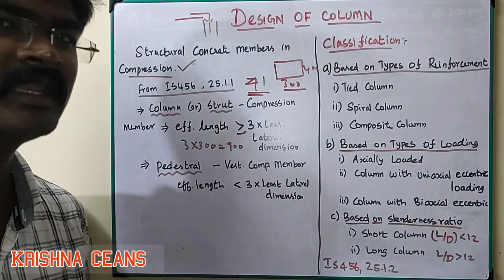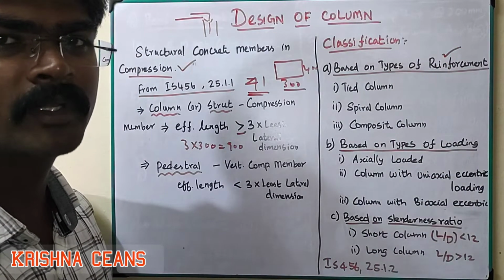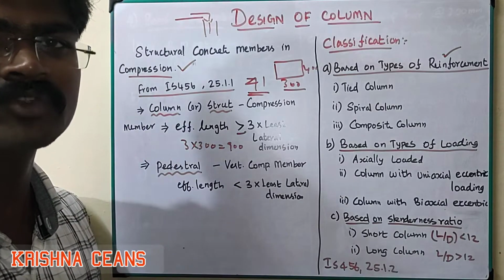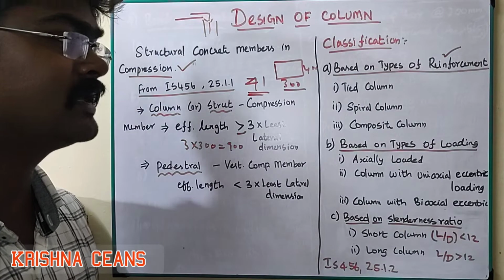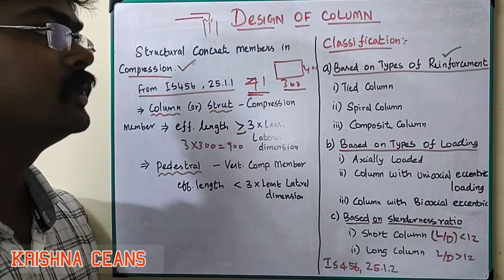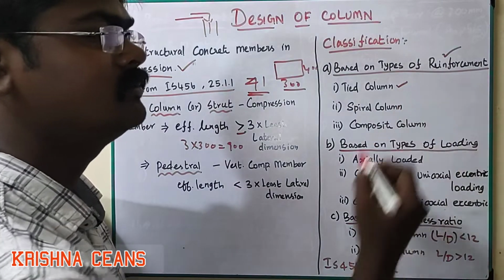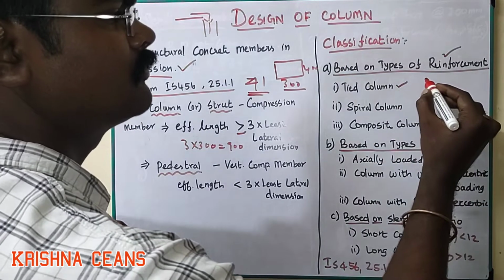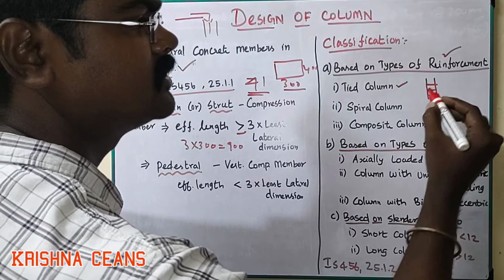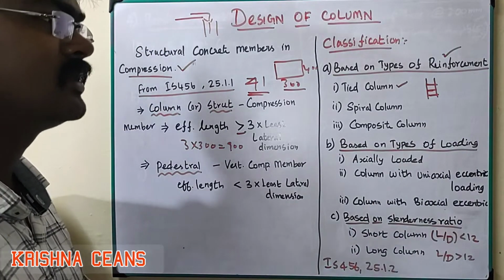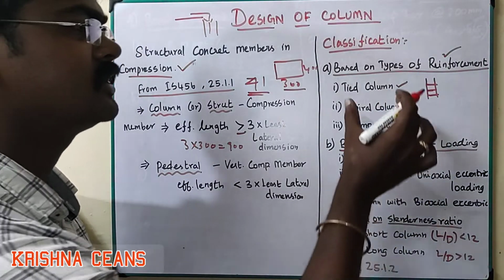We have 3 categories. The first one is based on types of reinforcement, that is, how we have provided the reinforcement: main reinforcement and lateral ties. So it depends upon the types of reinforcement we can classify. First one, tied column. Here this is the reinforcement, and we provide the ties like that. This is the distribution reinforcement, or lateral ties as we call it. This type of reinforcement we call a tied column.